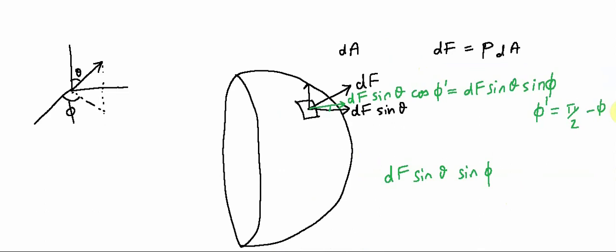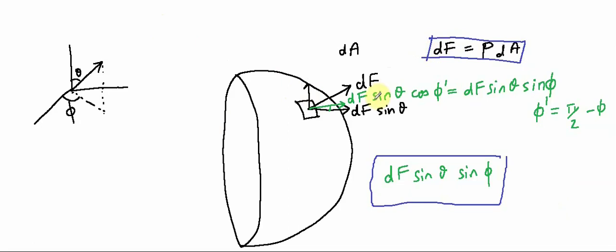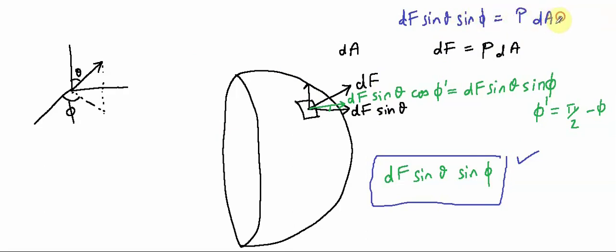Alright, so if I integrate this quantity over the entire bubble, then I get the total force towards the right. So let us do that. Consider df is equal to p dA. Now in this equation, since I am interested in this, I will multiply both the sides with sin theta and sin phi. So I have df sin theta sin phi is equal to p dA sin theta sin phi.